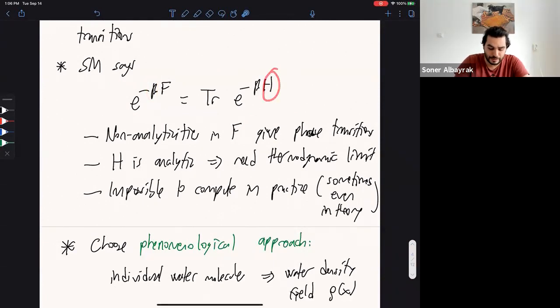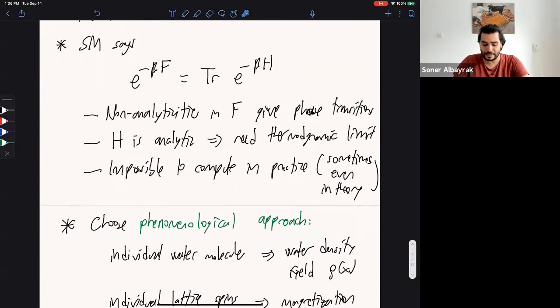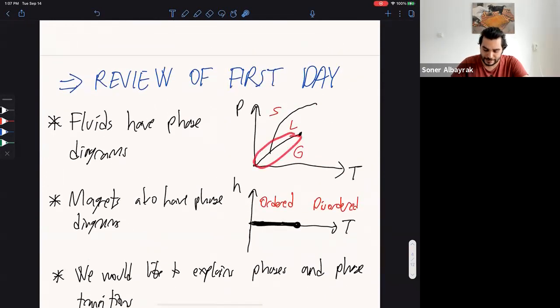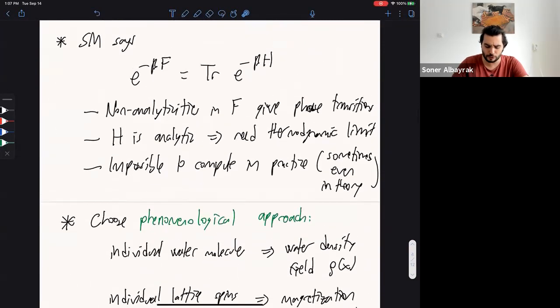H is the Hamiltonian, F is the free energy, and the trace means we are summing over all kinds of degrees of freedom in the Hamiltonian, right? And we said that the non-analyticity in this free energy gives the phase transitions. So what we observe here are just the non-analytic regions of the free energy. So we need to compute this.